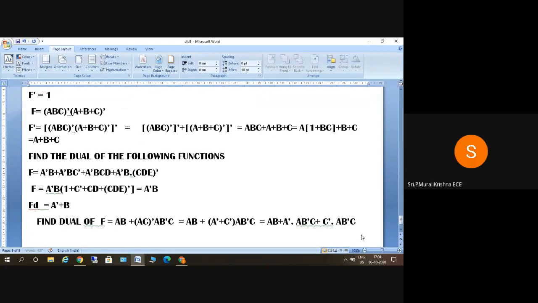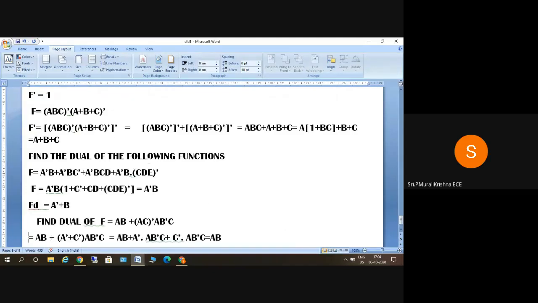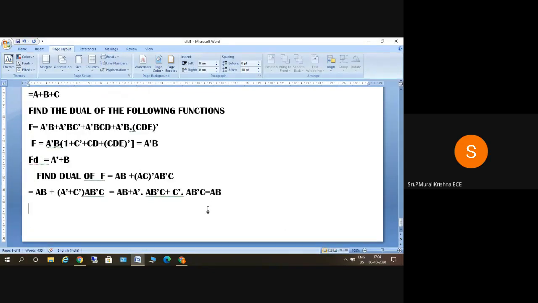So I want to find the duality. It is A plus B. So F dual is equal to, already we got AB here, so it is nothing but A plus B. Clear? Yes, sir. So these are the simplifications so far.